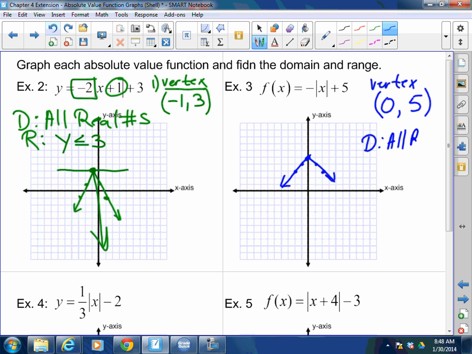All real numbers. What is my range? Y is less than or equal to? Excellent job, gentlemen. Y is less than or equal to 5. Yes, sir.